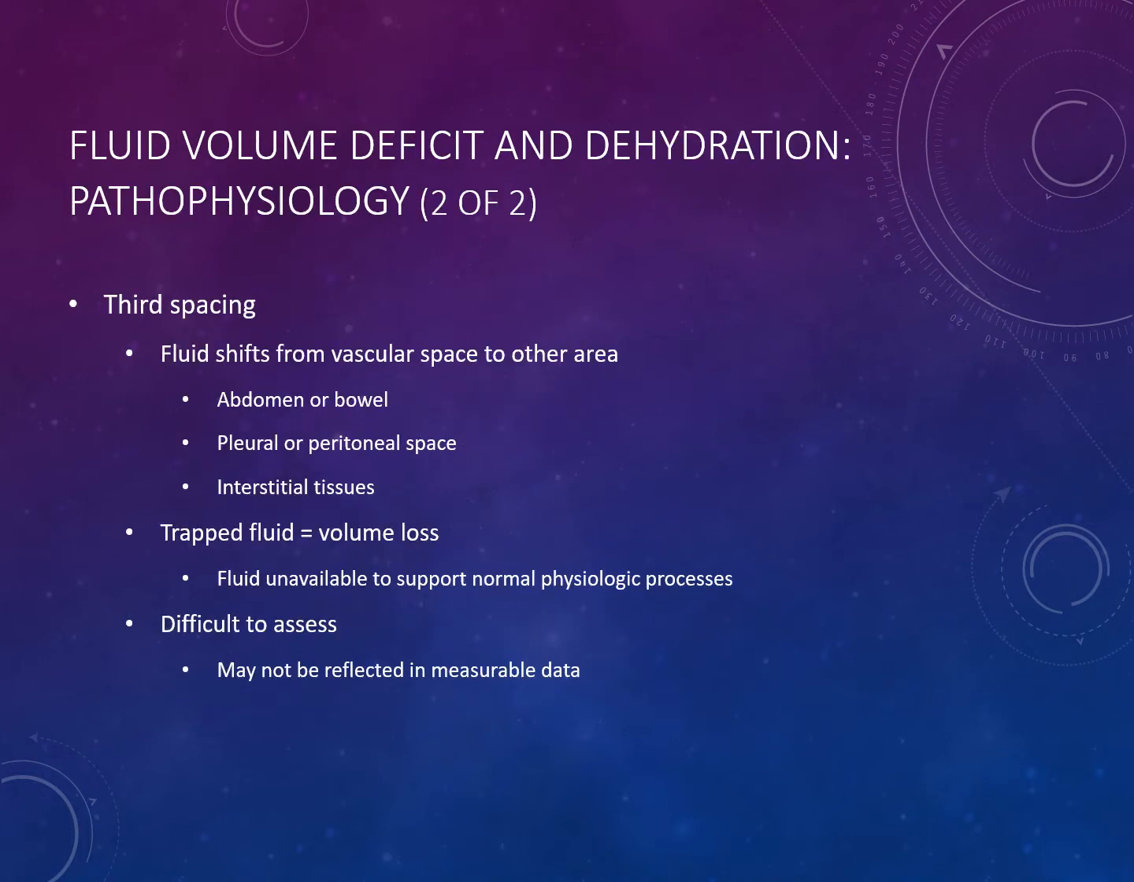We also have something that's called third spacing, and this is when fluid and electrolyte balance is essential to supporting vascular function. A shift of fluid from the vascular space into an area where it is not available to support normal physiological process is known as third spacing. The trapped fluid represents a volume loss and is unavailable for normal physiological processes. Fluid may be sequestered in the abdomen or the bowel or in other actual or potential body spaces, such as the pleural or peritoneal space. Fluid may also become trapped within soft tissues following trauma or burns.